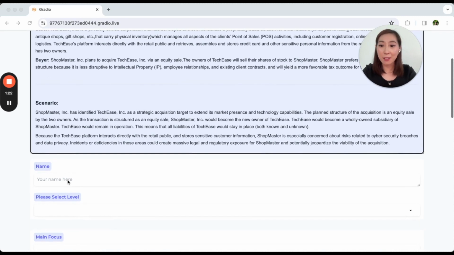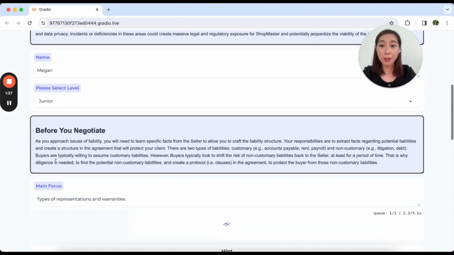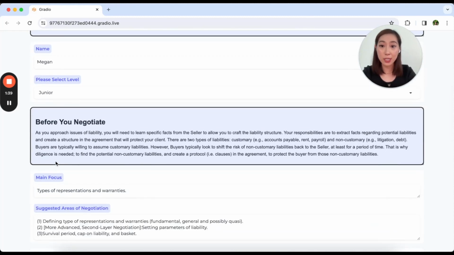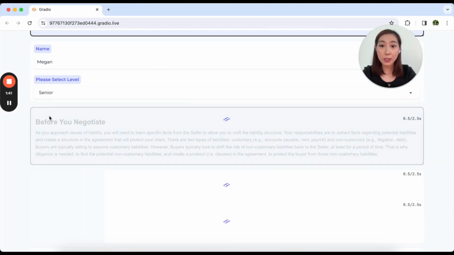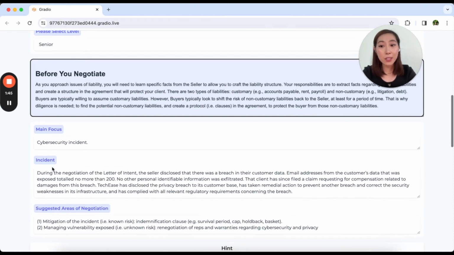We start by entering our name. We then select the practice level as a junior or senior associate or as a partner. Depending on the level selected, the fact patterns will adjust accordingly. So if I selected junior, you'll notice that the main focus will be warranties and representations. If I selected senior, the main focus will then adjust to cybersecurity incident, followed by a description of the new facts that have since arisen.